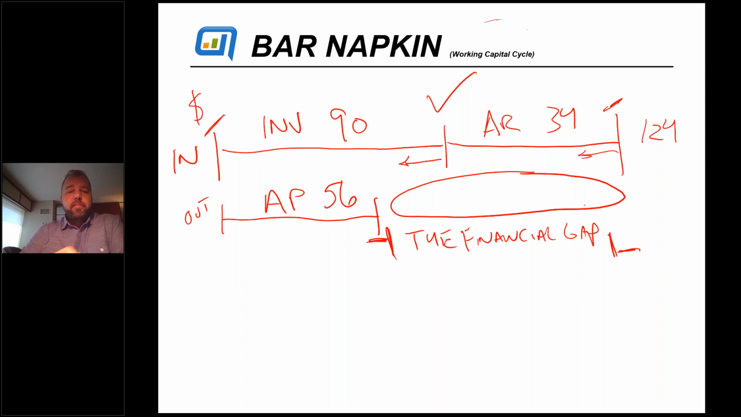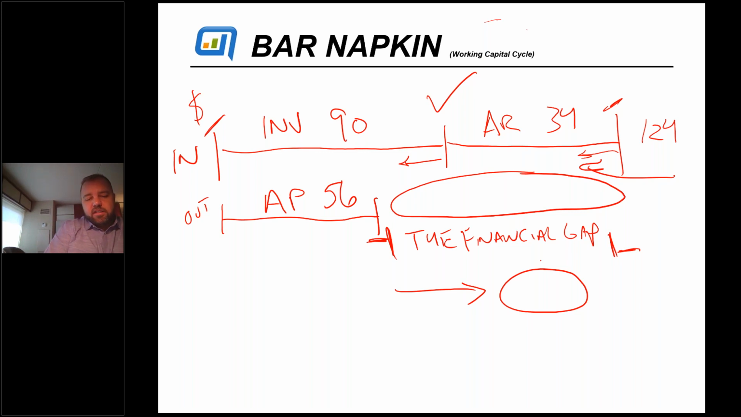Financial gap. In this case, we've got 90 days of inventory and 34 days of AR minus the AP, 56, which gives us the financial gap. If we were in London, I'd say, hey, mind the gap. But we want that to be small. So in order to be small, we have to move the top line in or move this one out, and that means it's a smaller gap.